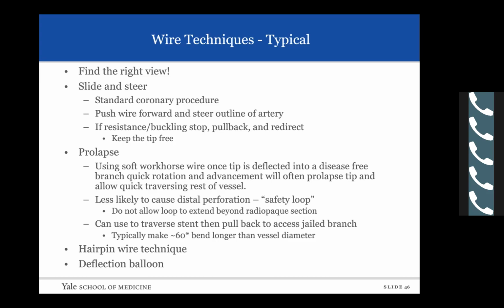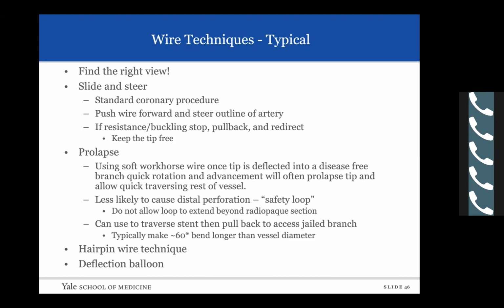The prolapse, or the safety loop, as we used to call it, is one way to keep the safe workhorse wire even safer. It's usually a click, a flick of the wrist as you just enter a tiny side branch in advance, and it prolapses the tip and allows for quick traversing of the rest of the vessel. The safety loop greatly diminishes the risk for any kind of distal perforation, and as long as it's not pushed aggressively, it's very safe.